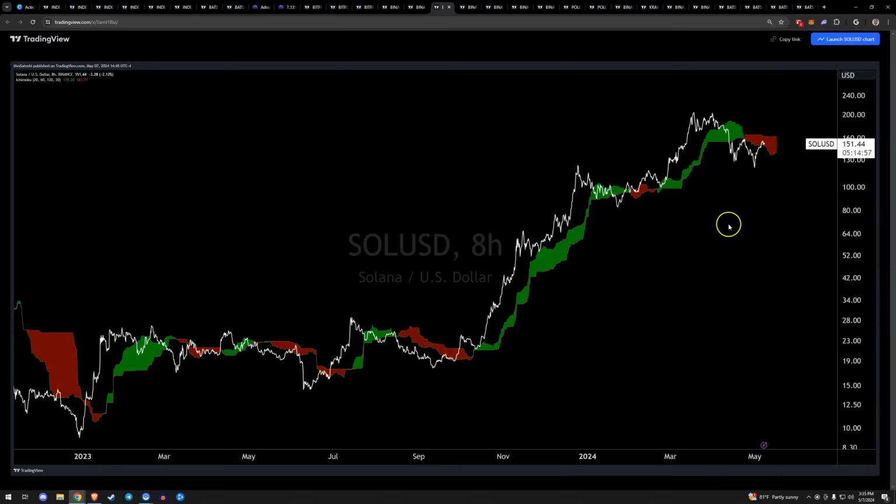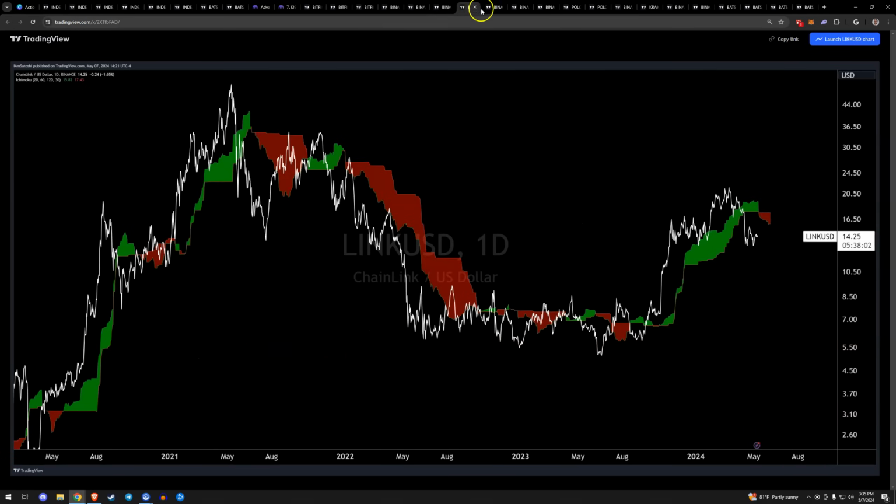I'd argue here it probably is. So if we get above the 8-hour cloud, that's probably good enough for an entry. But we're not there yet. We're just not there yet. Link's another great example of using high versus low time frames.